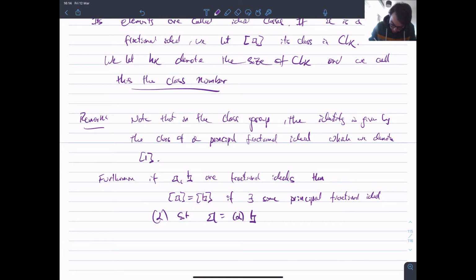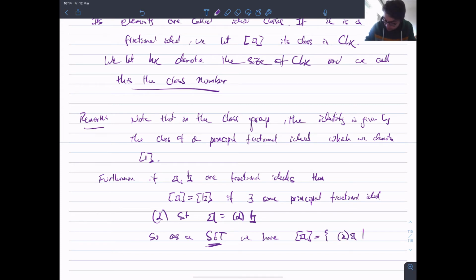As a set, just to make this clear, or coset, we have the class of A is all ideals of the form x times A, such that x is in K. I should say coset. It's a coset representative. This is what our coset is.